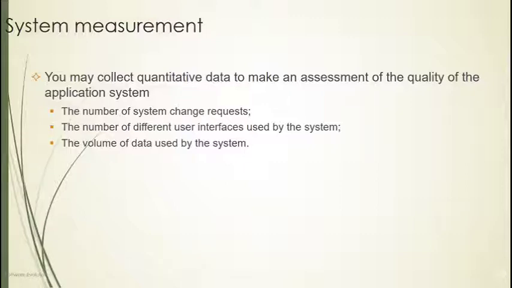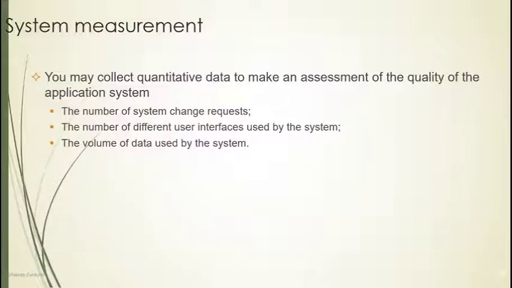The number of user interfaces is an important factor in form-based systems, where each form can be considered a separate user interface. The more interfaces, the more likely there will be inconsistencies and redundancies in the interfaces. The third is the volume of data used by the system. The higher the volume of data, that is the number of files and the size of the database, the more likely it is that there will be data inconsistency, which reduces the system quality.